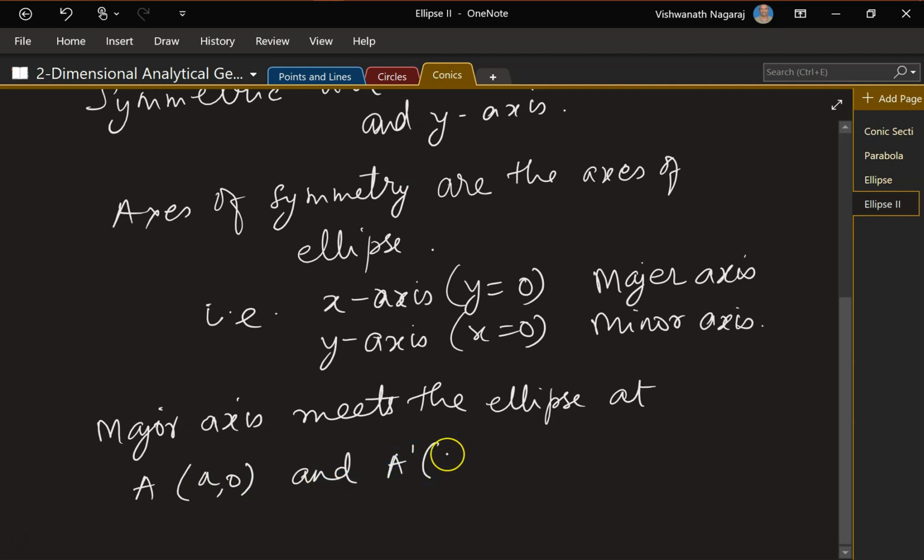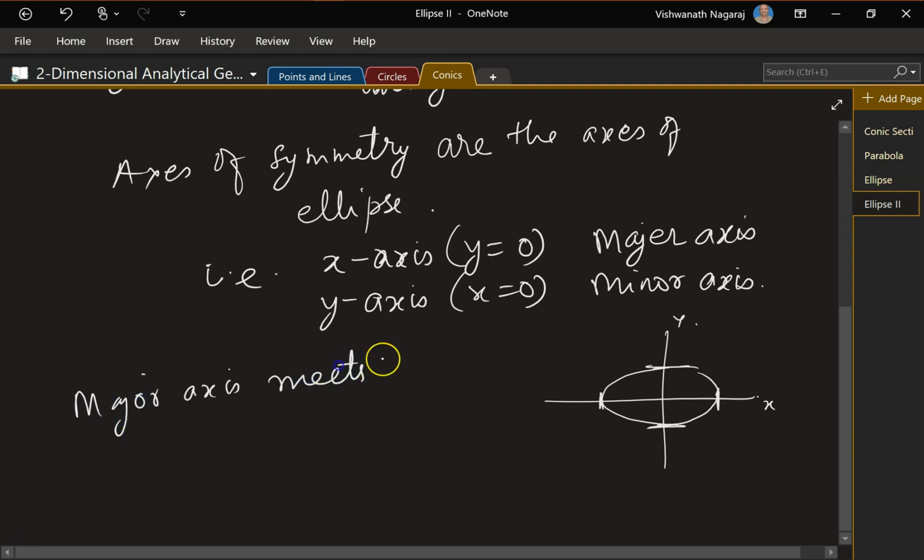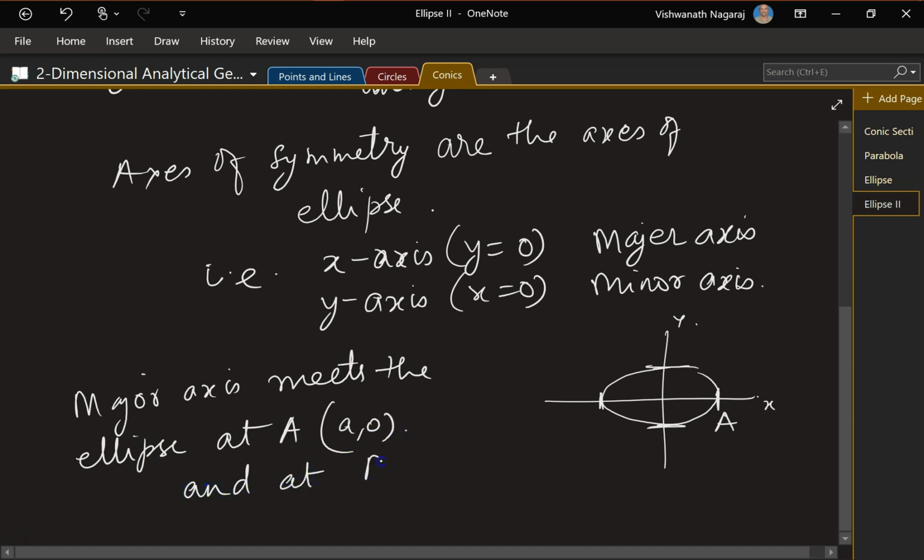A prime at (-a, 0). So now, which means if this is the x and y coordinates, it is symmetric with respect to x and y axis. I am drawing it roughly. So the major axis meets the ellipse at (a, 0) and at A dash, (-a, 0).